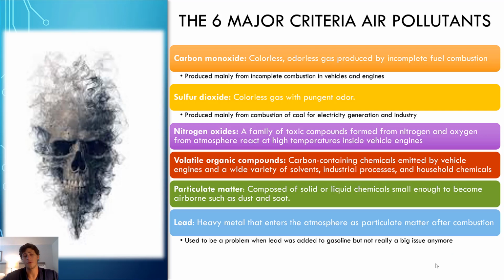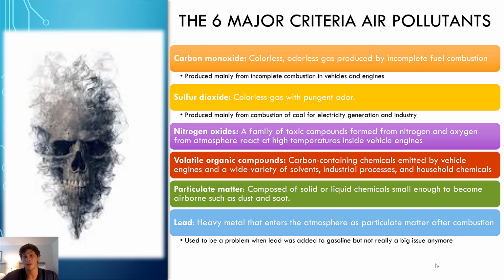And when we talk about what those state and local entities monitor, it is useful to talk about the 6 major criteria air pollutants. These are the 6 major air pollutants outlined by the Clean Air Act that the EPA monitors to make sure that none of these reach levels which are harmful to human health as well as organismal health in the environment at large. Now, the first is going to be carbon monoxide. Carbon monoxide is a colorless, odorless gas produced normally by incomplete fuel combustion in vehicles.